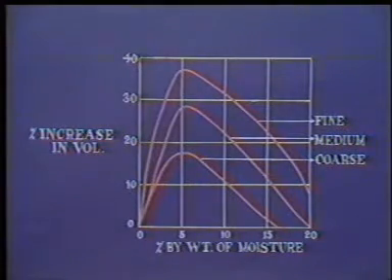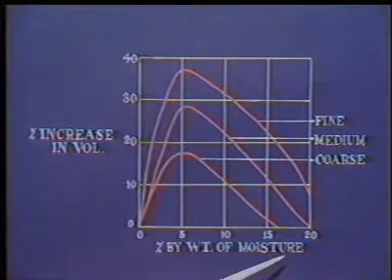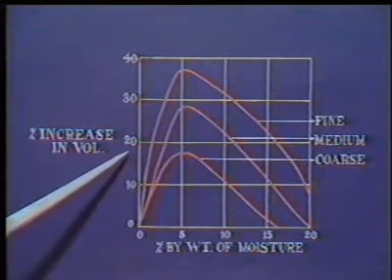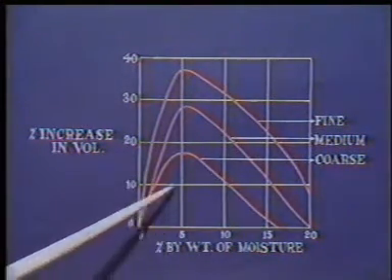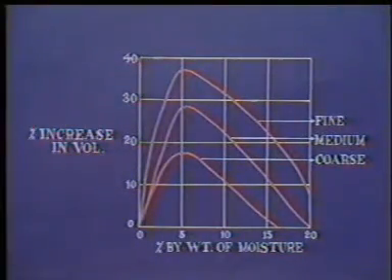Bulking of sand is a property which matters in the case of volumetric batching of the materials for cement concrete. For finer sands, the bulking is higher than for coarser sands.